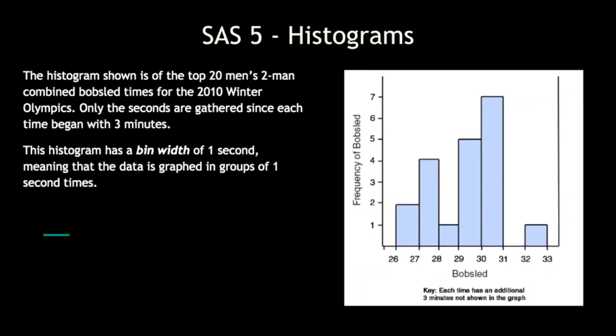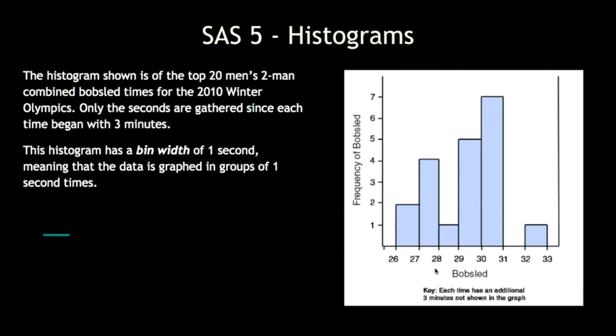The histogram shown is of the top 20 men's two-man combined bobsled times for the 2010 Winter Olympics. Only the seconds are gathered since each time began with 3 minutes. The histogram has a bin width of 1 second, meaning that the data is graphed in groups of 1-second times. So this particular column is a bin width of 1 second. The seconds range between 26 and 27. This one has a bin width between 27 and 28.